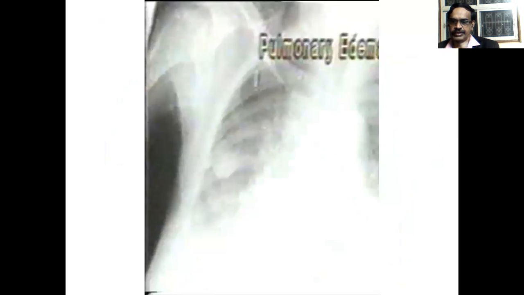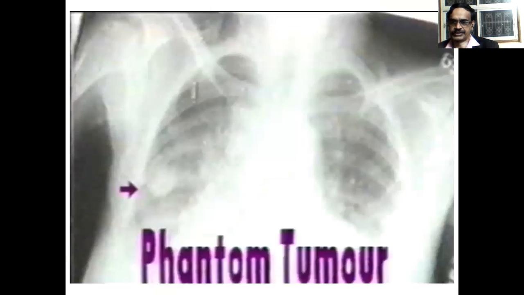So pulmonary edema, here also you can see the phantom tumor. You can see it between the upper and middle and lower lobe. There is fluid collection in the fissure, and that causes a tumor-like structure. That is a phantom tumor. The same patient, if you give diuretic therapy, after 1 week the shadow disappears.